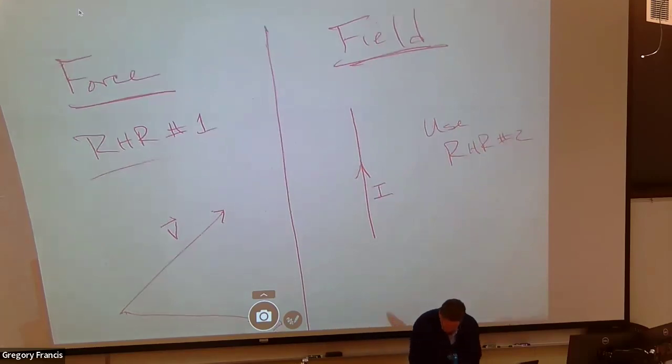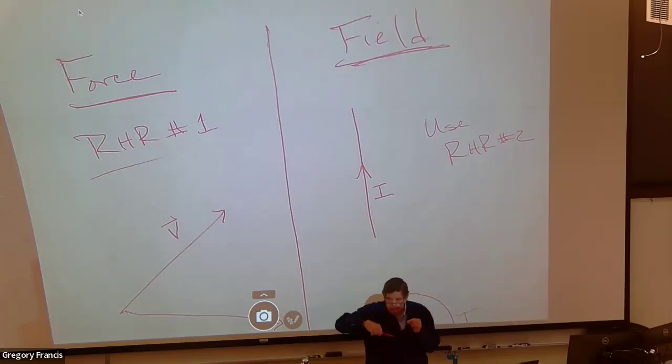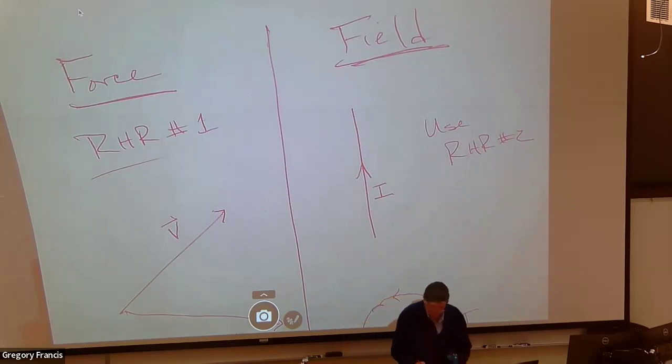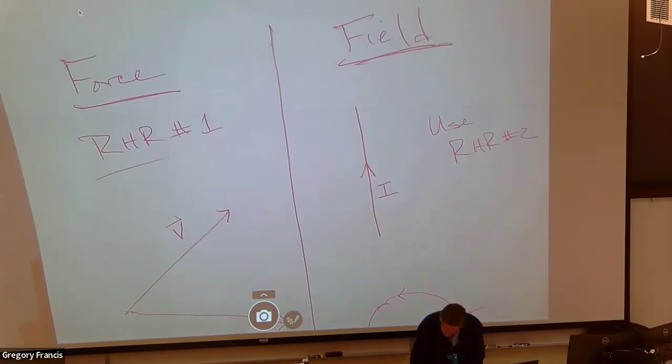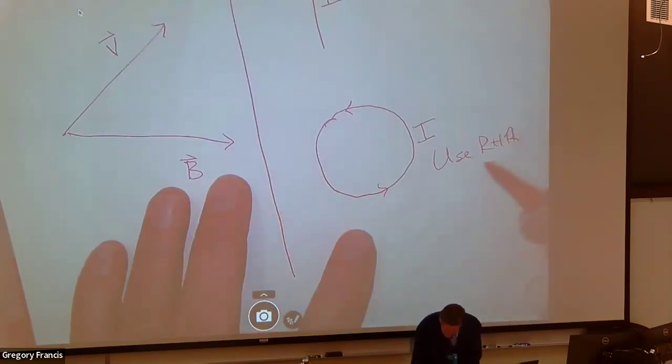And if my current goes in a loop, either a single loop or a solenoid, a lot of loops, well, now you've got a curved part of your hand and a straight part of your hand. Let the curved part of your hand represent the current, and so we use right hand rule, oops, I'm off the page, number 3.